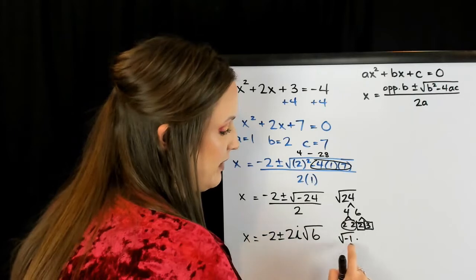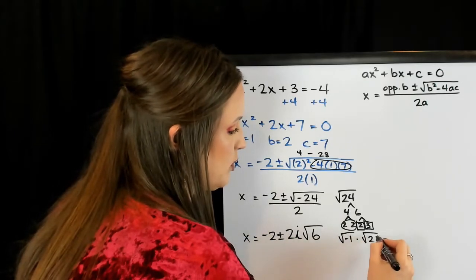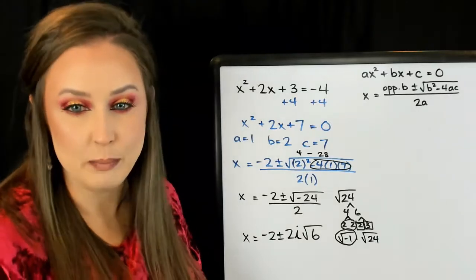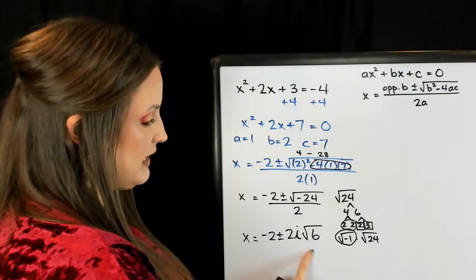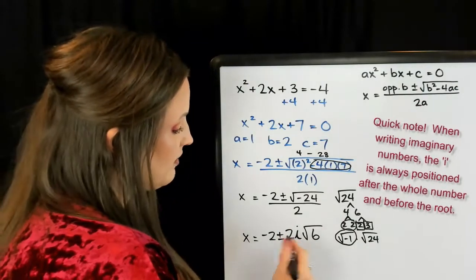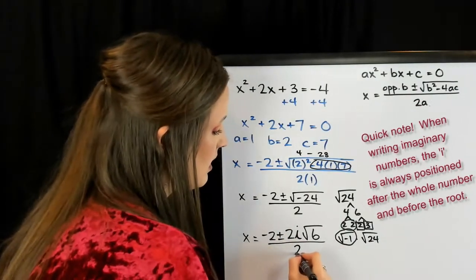Now, that can be a whole separate video on how that works, but as a very quick explanation, you can rewrite root negative 24 as root negative 1 times root 24. This is what i is defined to be. So square root of negative 1 is i, and the 2 root 6 is the root 24. So then all of that is over 2.